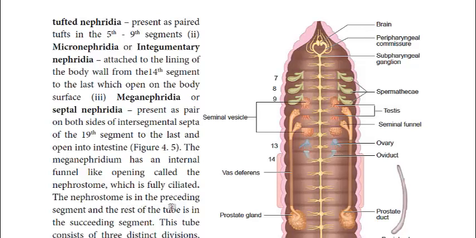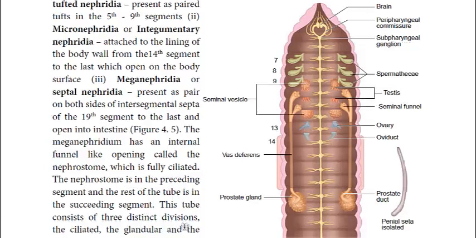The nephrostome is in the preceding segment and the rest of the tube is in the succeeding segment. So, that funnel shape, how do we say it? Preceding means the region in front, succeeding means the segments next to it.